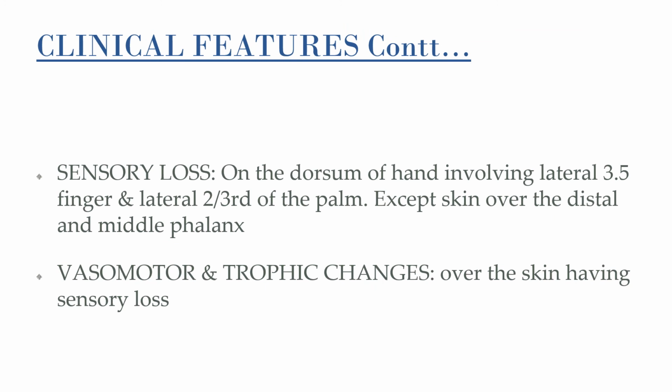the hand involving lateral 3.5 digits and lateral 2/3 part of the dorsum of the hand, except the skin over the distal and the middle phalanx. The cutaneous sensation will be preserved there. The patient will also have vasomotor and trophic changes over the skin.